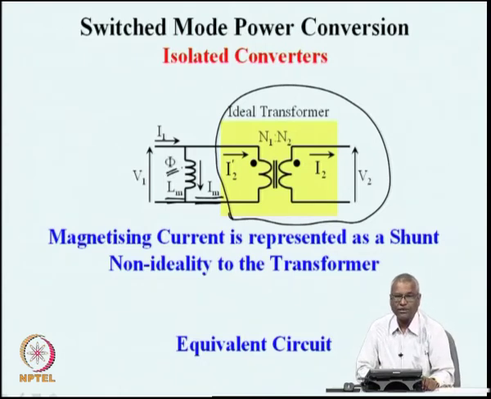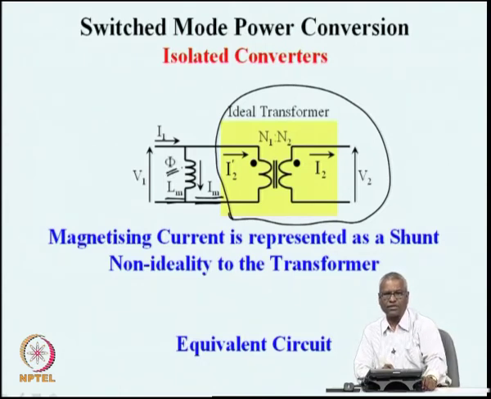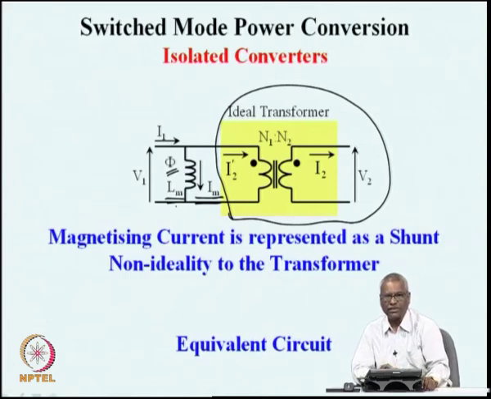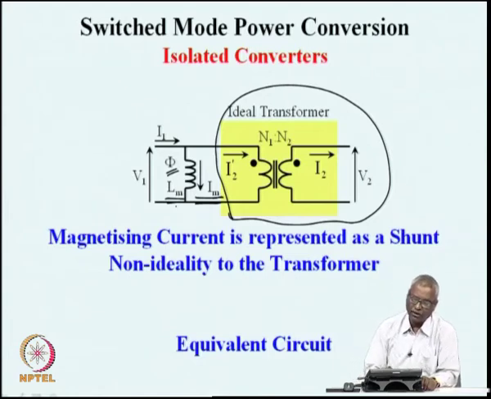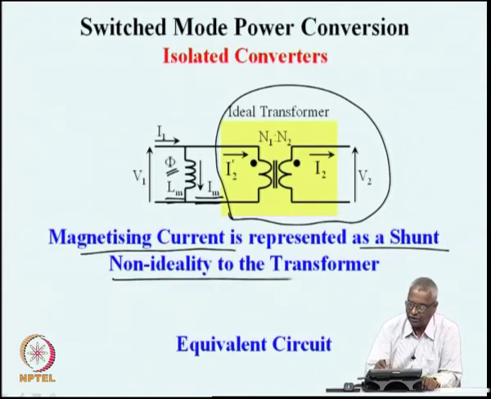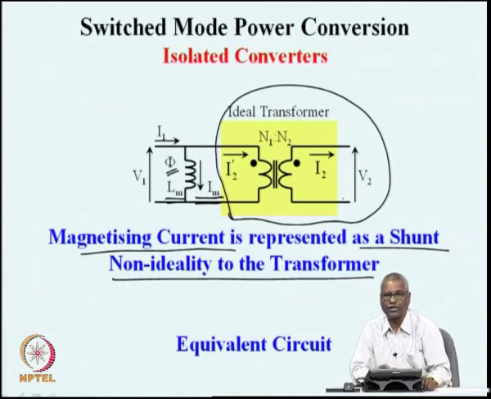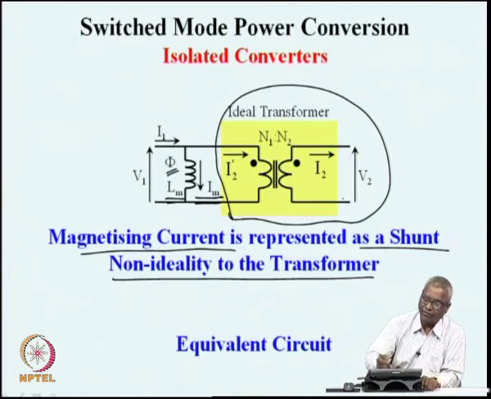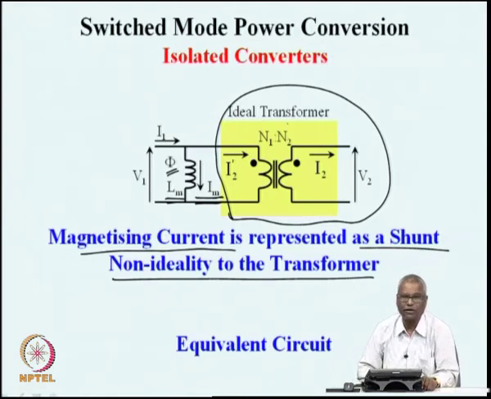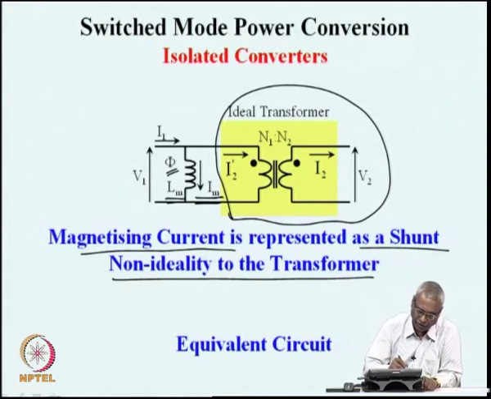So, when we represent this magnetic process in a transformer as an ideal transformer plus a magnetizing inductance, it is much easier for us to develop many of the new topologies that we are going to look at. The magnetizing current is represented as a shunt non-ideality of the transformer. Now, this transformer, because it has no flux accumulation, we can have any type of switching, even if the volt second is not balanced for this ideal transformer, it is okay. This is the equivalent circuit.